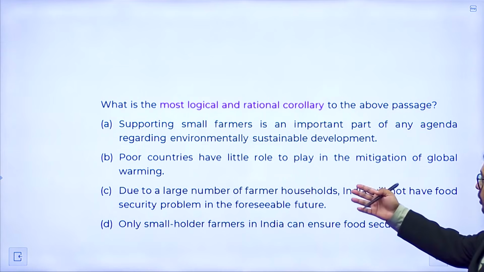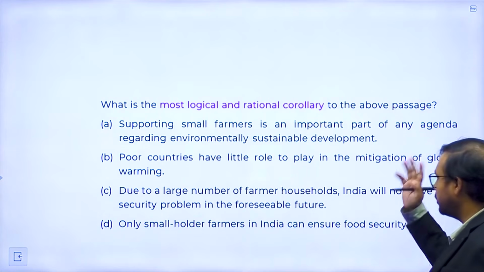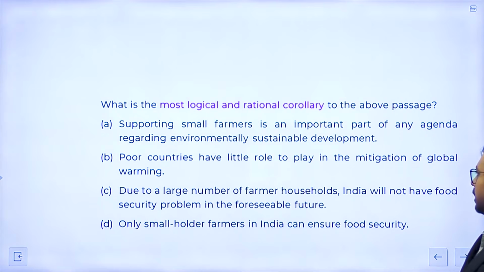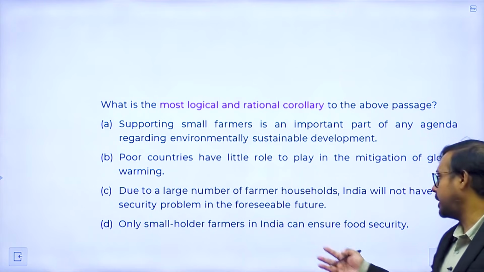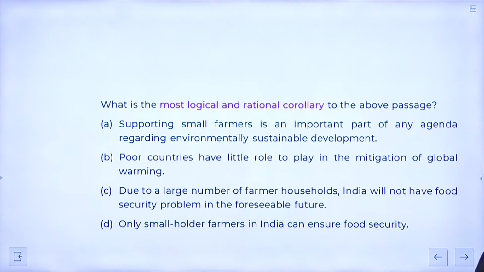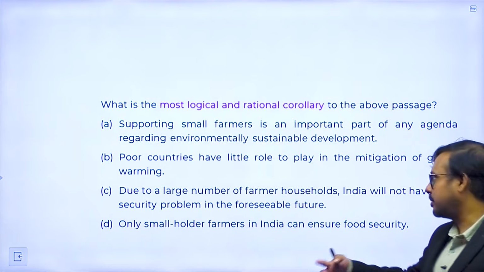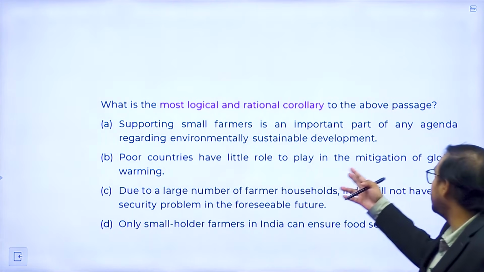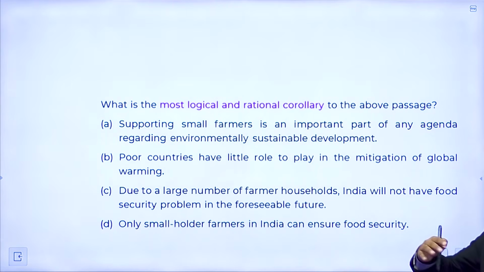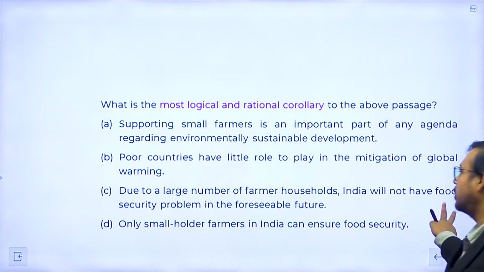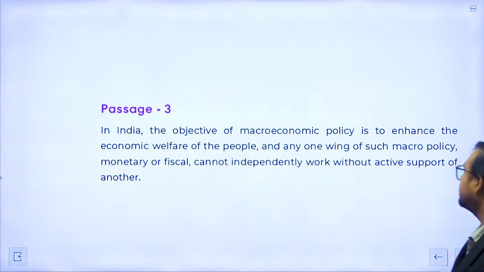Right, and look, poor countries have little role to play. We can remove this, right? Due to the large number of farmer households, India will have a food security problem in the foreseeable future. It's not mentioned over there, right? Only smallholder farmers in India can ensure food security. Again, this is extreme, and it's not talked about. And most importantly, environment is an issue. Okay. Last question.